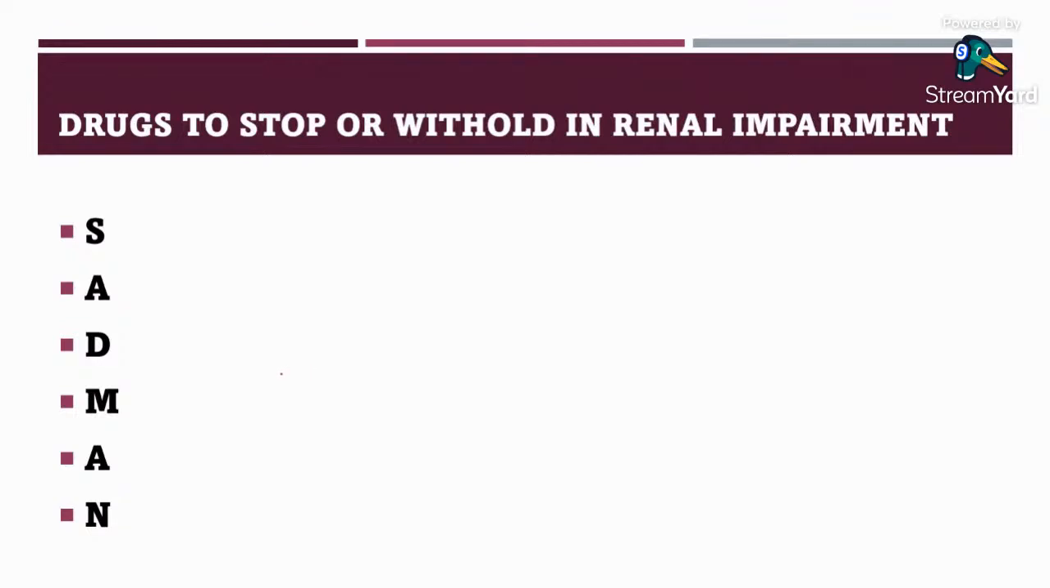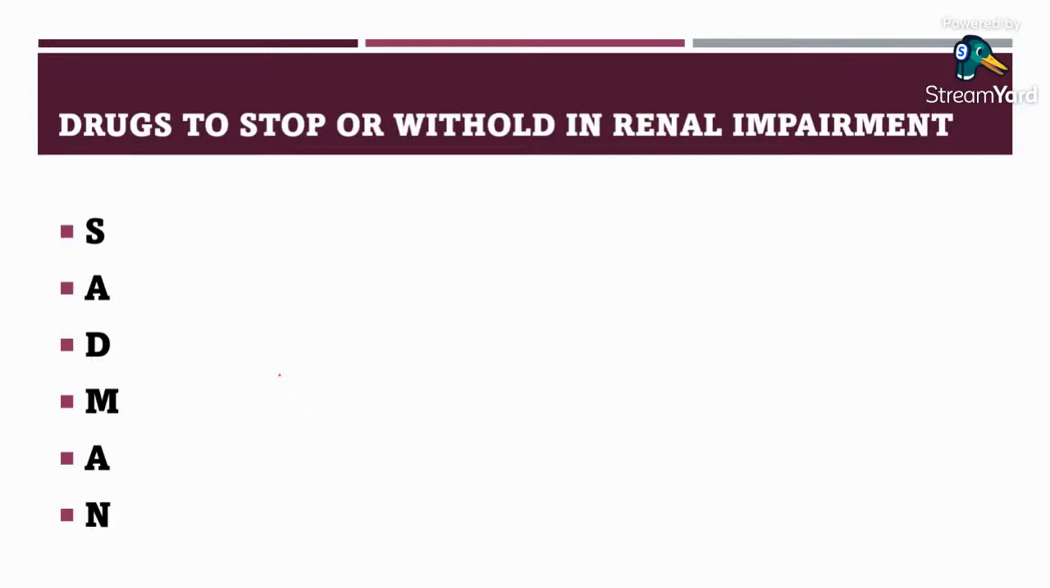Renal impairment can be caused by medication your patient is taking. It can be caused by renal disease, so some patients have already existing renal disease. It can be caused by dehydration, for example. If a patient is dehydrated, they could suffer from renal impairment. It can also be caused by acute kidney injury.